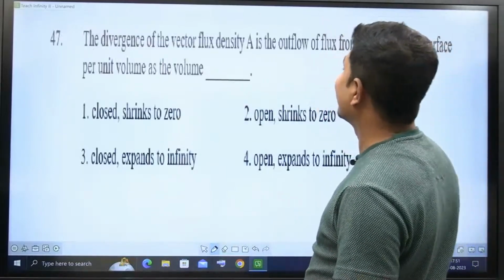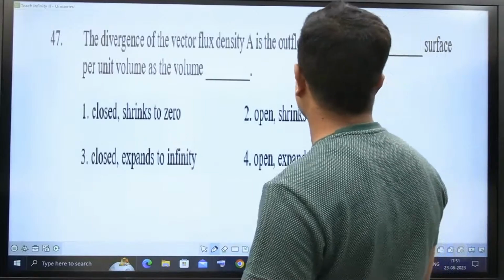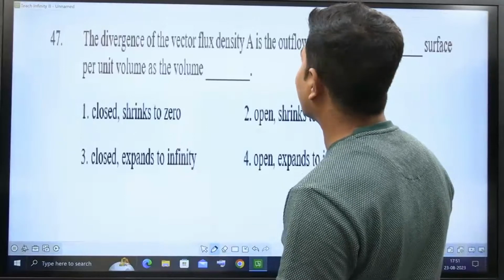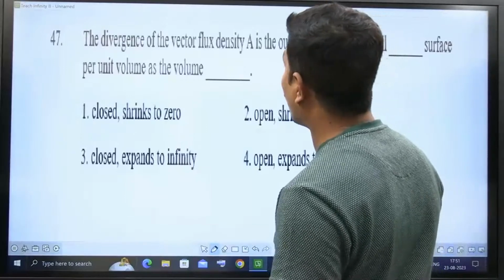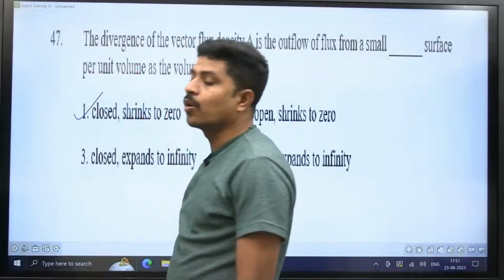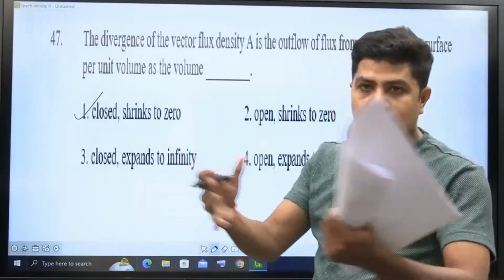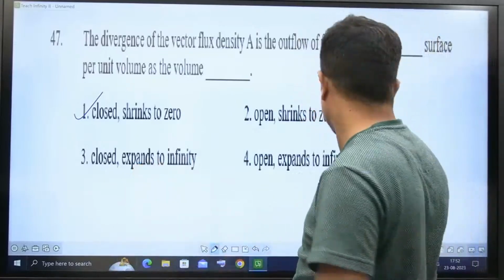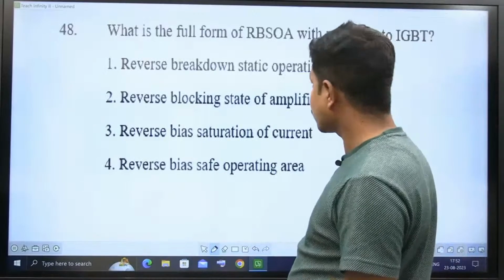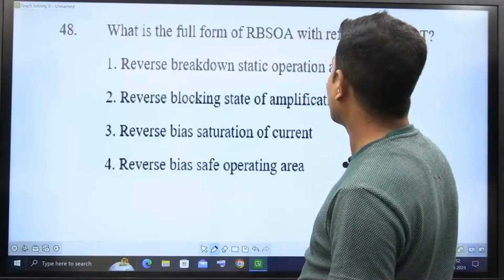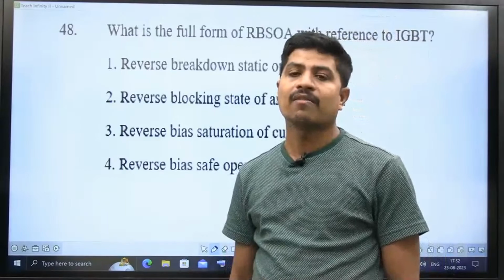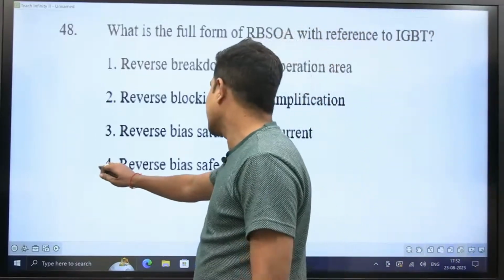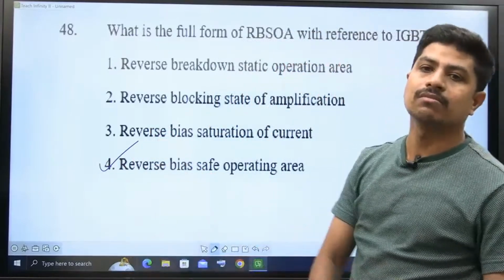Next question. The divergence of the vector flux density A is the outflow of flux from a small closed surface per unit volume as the volume shrinks to 0. Yeah, it's a closed volume which shrinks towards 0. That is choice A. Direct question. Next question. What is the full form of RBSOA? Reverse bias safe operating area. This is also a direct question, right?